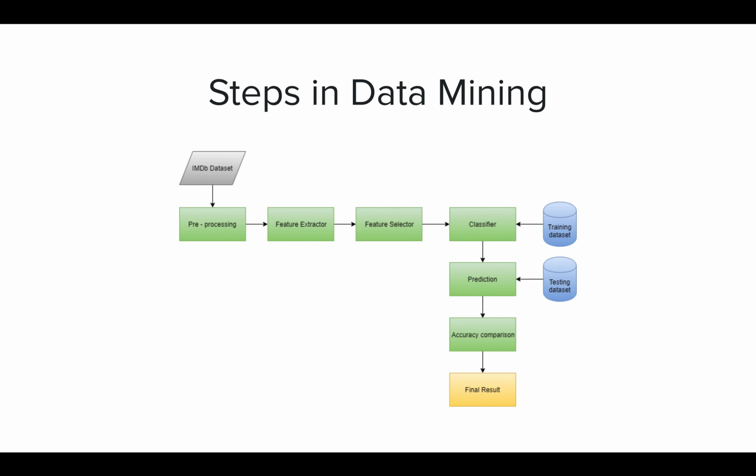The steps in data mining for this data set are as follows: pre-processing, feature extraction, feature selection, classification, prediction, and accuracy comparison, followed by the final result.